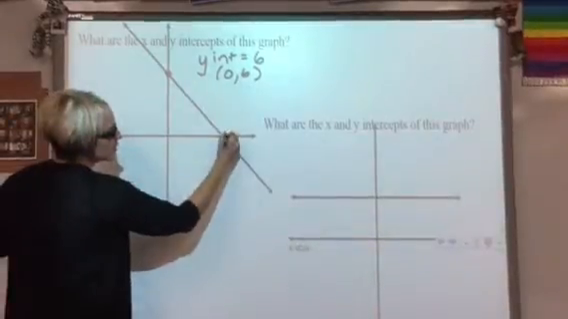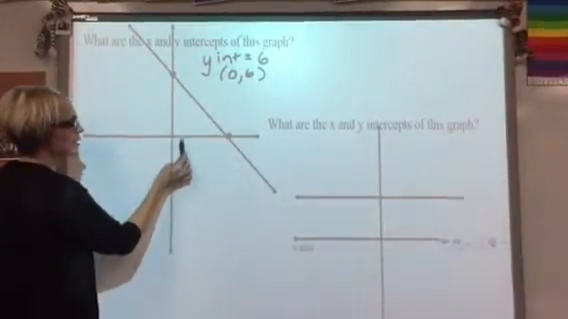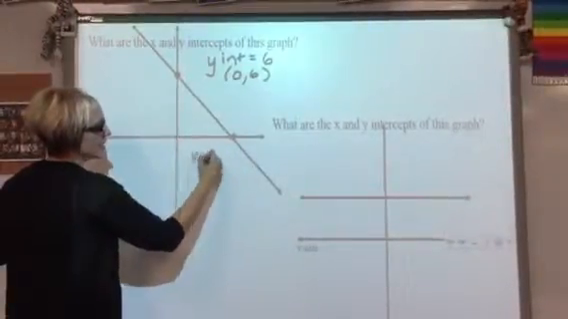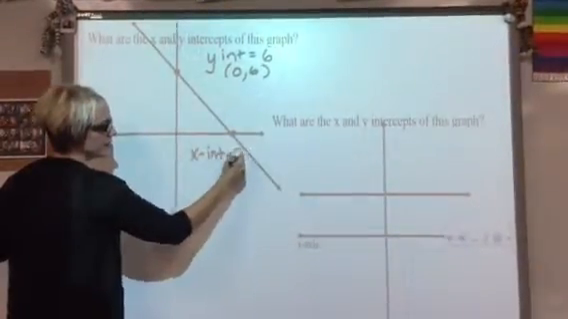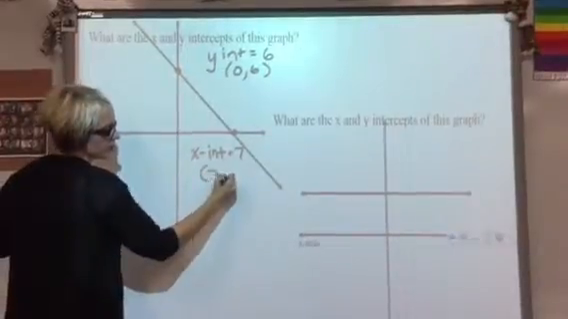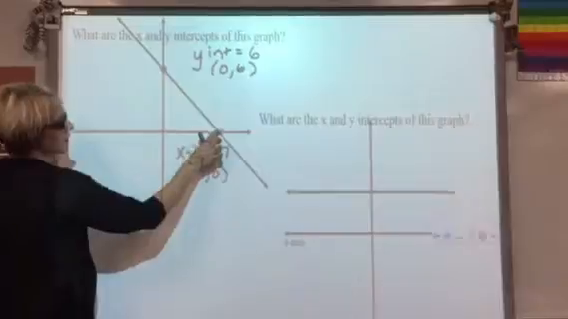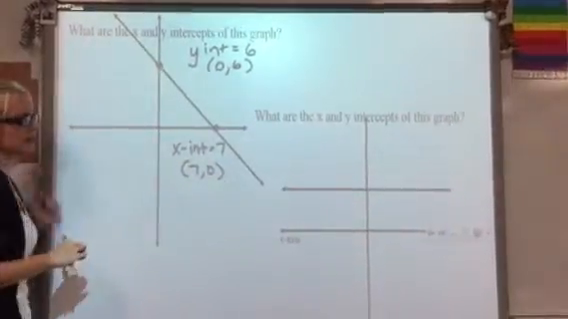The x-intercept would be right here. And so we count 1, 2, 3, 4, 5, 6, 7. So we would say the x-intercept is 7, or you could actually have the coordinate here, which is 7, 0. Either one would be fine. So for this particular graph, the x-intercept is here, the y-intercept is here.